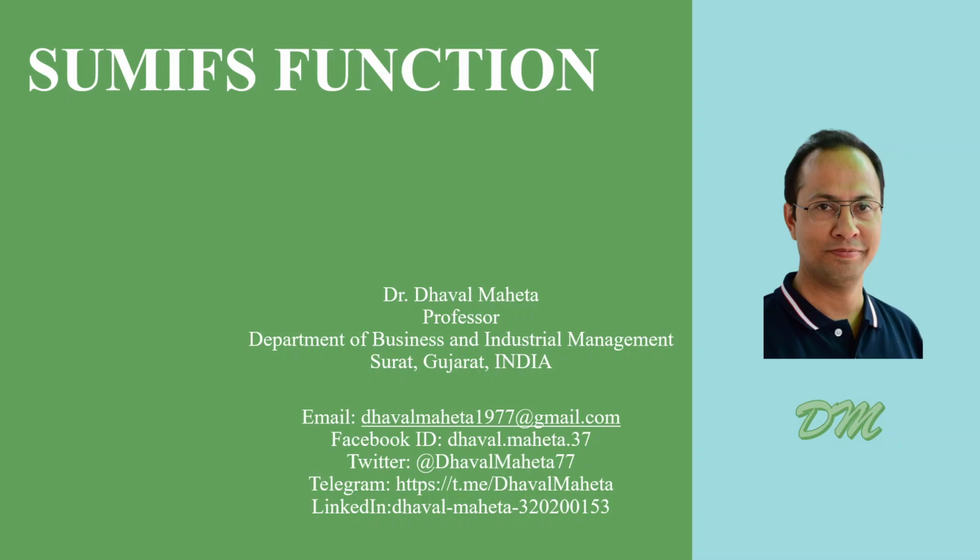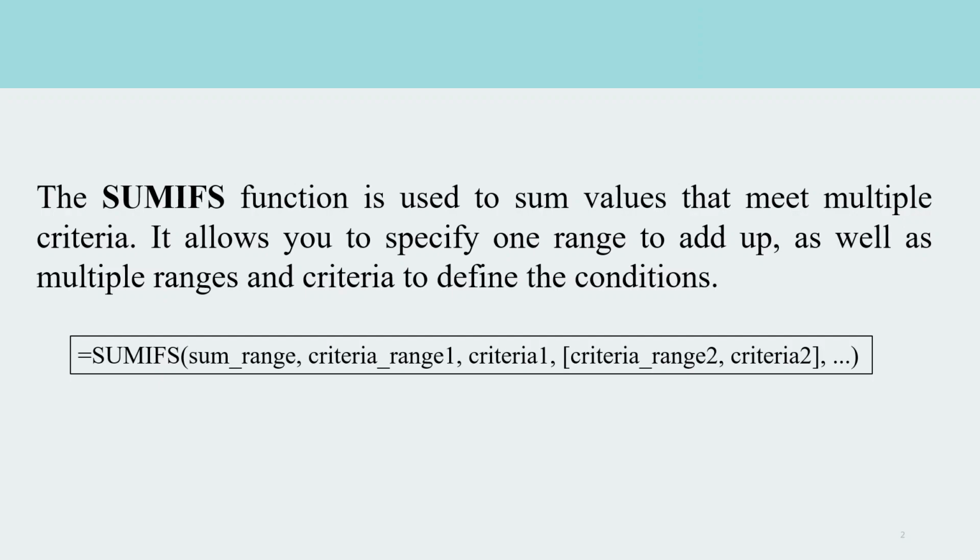This is Dr. Dhaval Maheta, and today we'll understand how to carry out the SUMIFS function in Excel. The SUMIFS function is used to sum values that meet multiple criteria. It allows you to specify one range to add up as well as multiple ranges and criteria to define the conditions. So this is the syntax of SUMIFS. Let's see how we can do this in Excel.